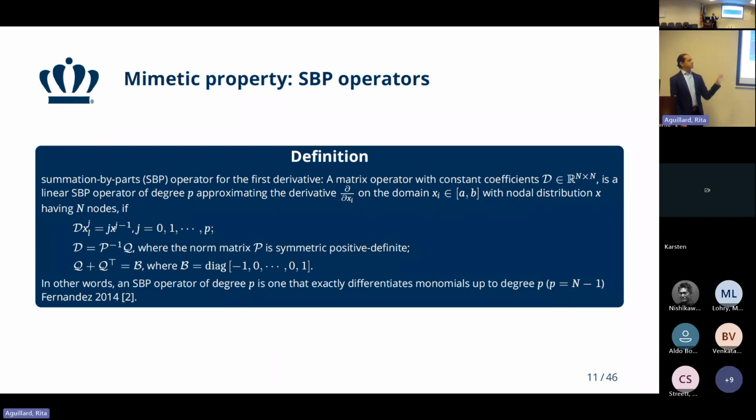So to summarize what SBP operators are, we have three operators, and in finite element terms, P could serve as your mass matrix, and Q is your stiffness matrix. And what we have is a property that we can differentiate polynomials exactly up to the order of approximation. And P is a symmetric positive definite matrix. And that's kind of what we need.